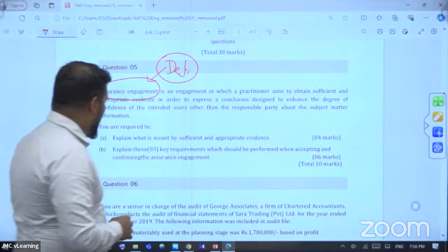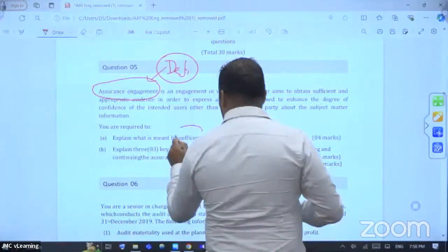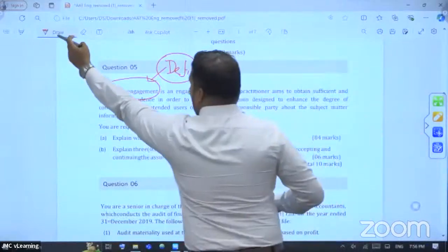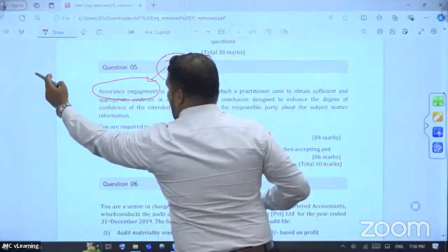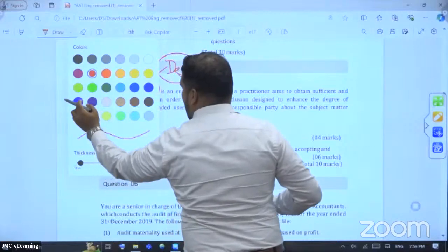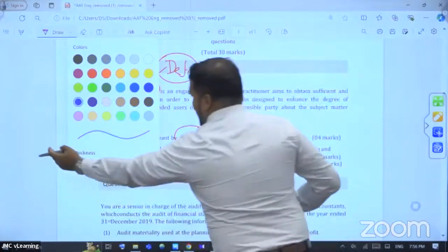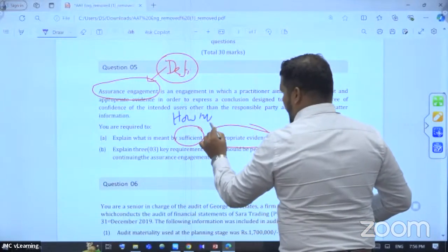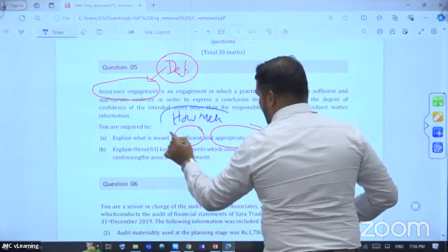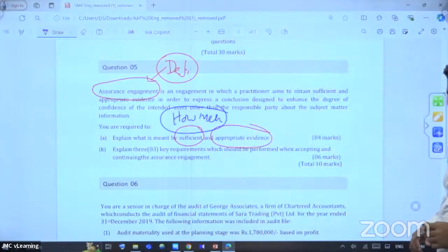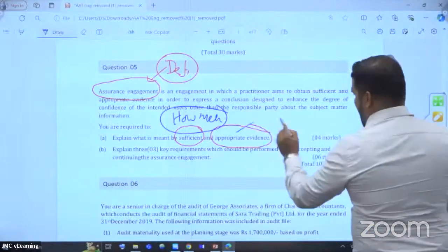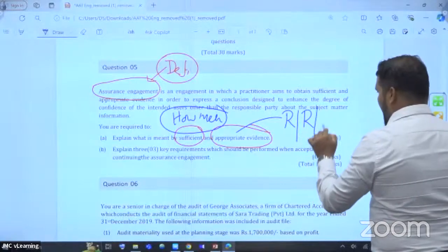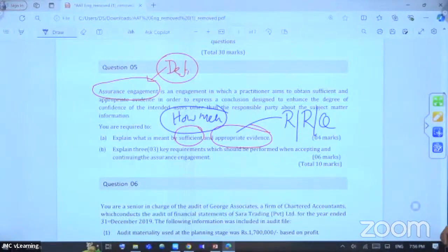You are required to explain what you mean by sufficient and appropriate audit evidence. What is the difference? Sufficient means how much audit evidence you are going to collect. That's what you refer to as sufficient. Then what do you mean by appropriateness? Appropriateness refers to the relevance, reliability, and quality of the audit evidence which you obtain.